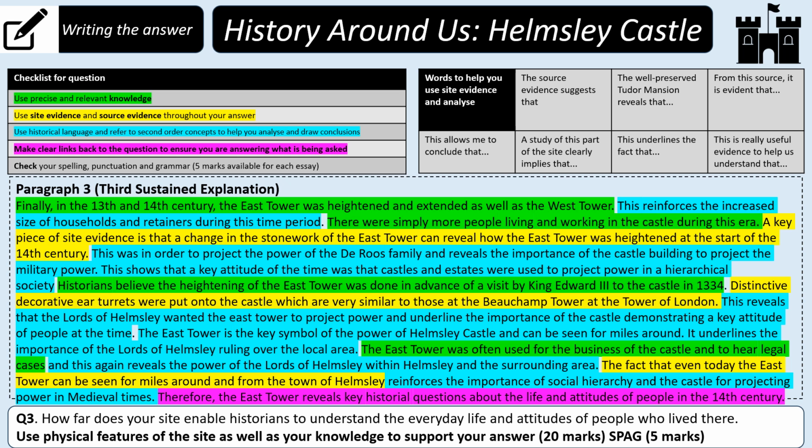Okay, paragraph 3. Finally, in the 13th and 14th century, the East Tower was heightened and extended as well as the West Tower. This reinforces the increased size of households and retainers during this time period. There were simply more people living and working in the castle during this era.